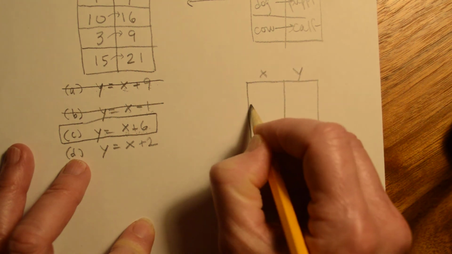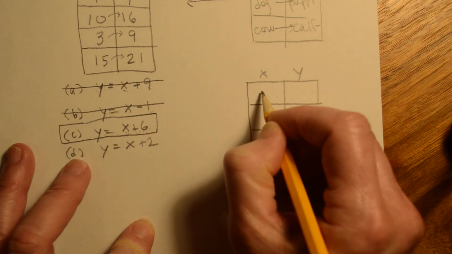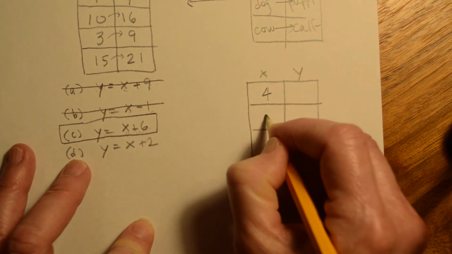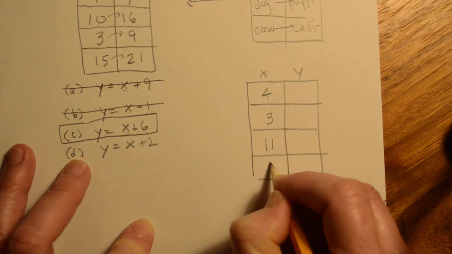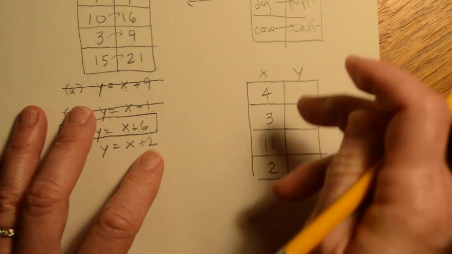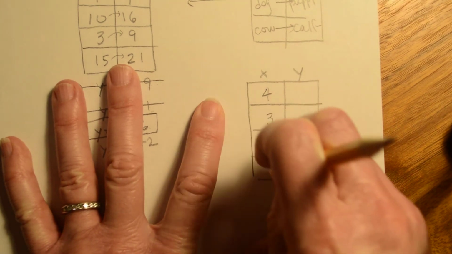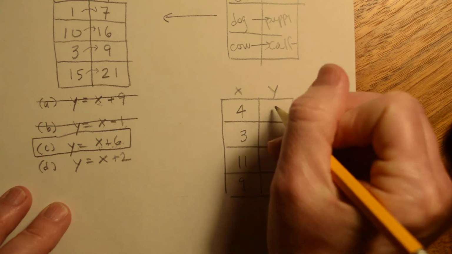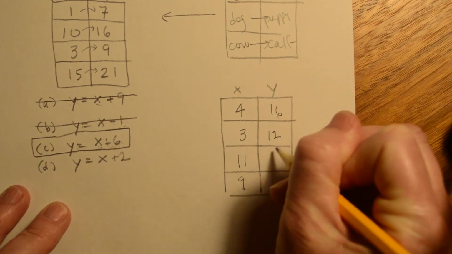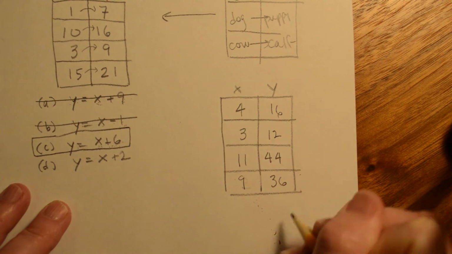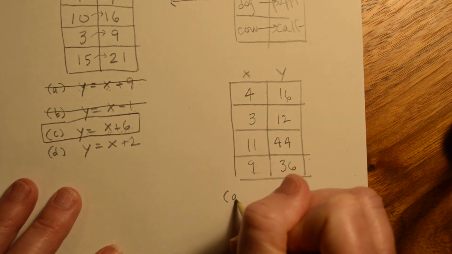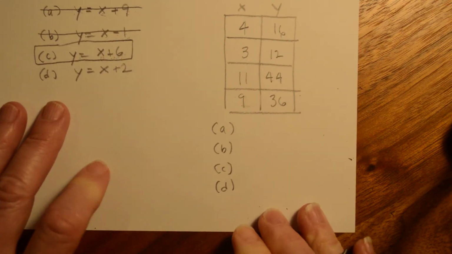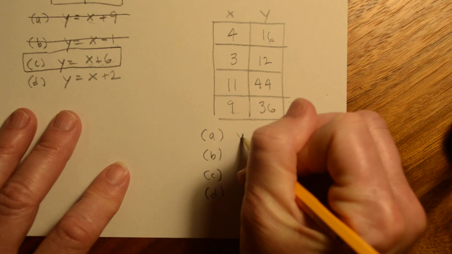Again, here's my x, here's my y. So let's say I did 4, 3, 11, and 9. I want to mix them up a little bit here. And let's say I did 16, 12, 44, 36. And again, they're going to give you choices. And so you have to figure out which one is correct. So I'm going to give you some here, and you see if you can figure it out.